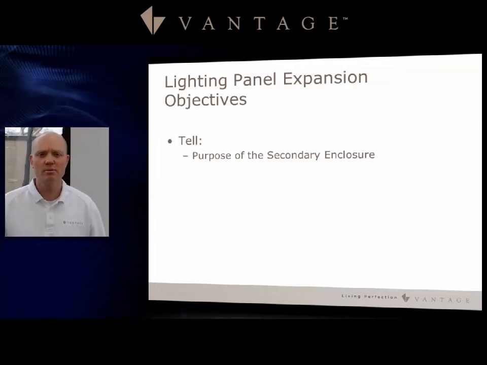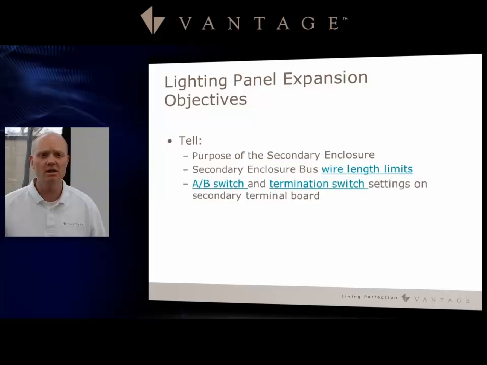So we'll go over the purpose of the secondary enclosure, and we'll talk about the bus and the wire length limits of that bus. We'll also talk about the switches. There's an A-B switch and also a termination switch. Those settings do need to be taken care of on those secondary terminal boards. We also need to go over some of the valid combinations of how you can put in the secondary boards and how many of those you can do.